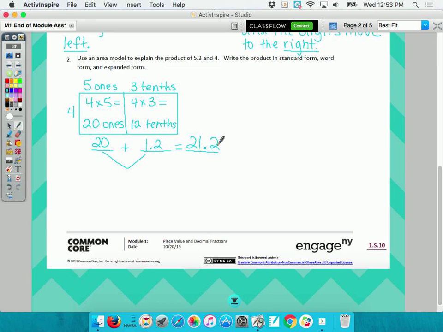So that's standard form because it says to write the answer in standard form, expanded form, and word form. So just out to the side of this, write standard. That way when you study your review, you'll know that's one form.